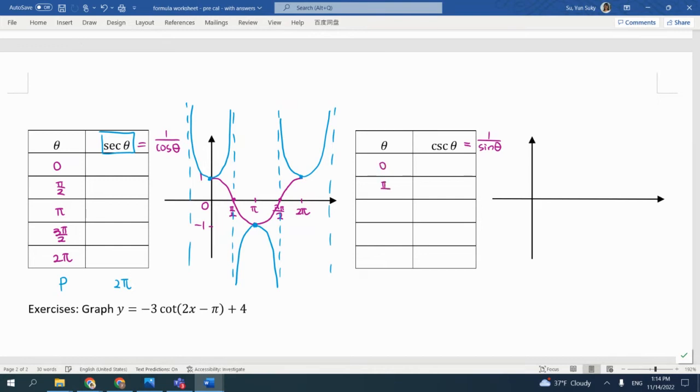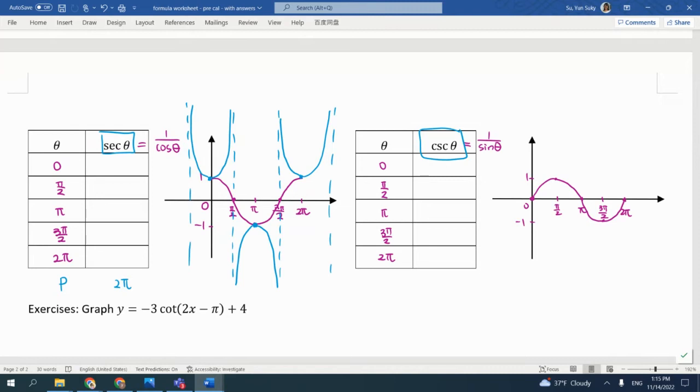Okay, so same angles, 0, pi over 2, pi, 3 pi over 2, and 2 pi. So we also need to draw the sine first. So it starts with what? 0. And then 1, 0, and then -1 and 0. Okay, this is sine. Cosecant, 1 over sine.